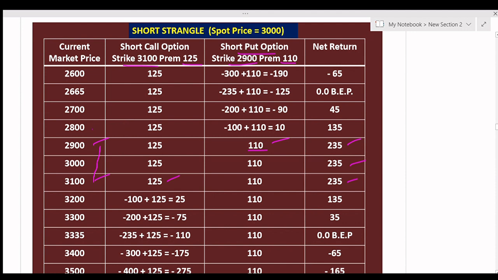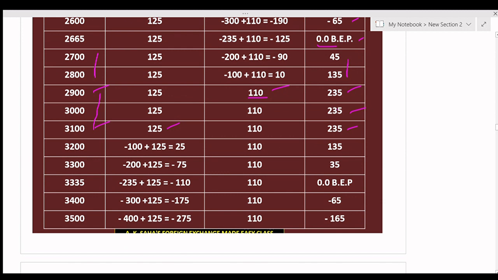And when it breaks on either side, say the market moves downward, then the profit decreases gradually up to the point of BEP, where it becomes 0, and when it crosses, it falls into the loss zone. And if the market moves upward, same trend, same result you will see. That is, when the spot price becomes 3,200, the profit comes down to 135 from 235. When the spot price becomes 3,300, the profit will be 35.